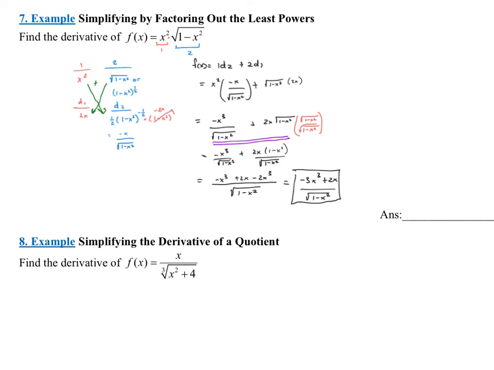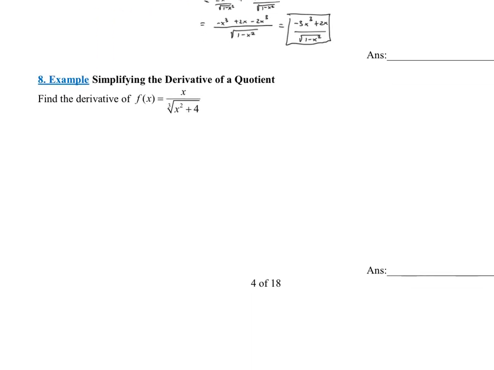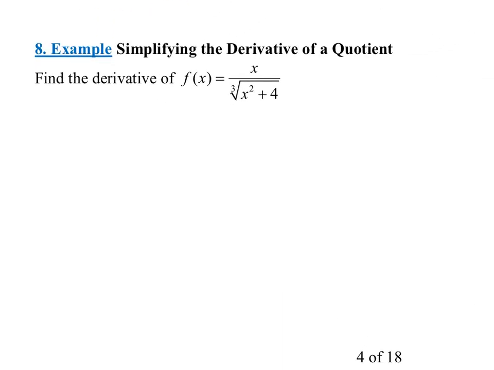Okay, so that was a nice one where we had to simplify with a derivative using the product rule. What about using the quotient rule? So let's look at this next one here. It says find the derivative of f of x equals x over the cube root of x squared plus 4. So here I'm going to call the function low, and here I'm going to call the function high.